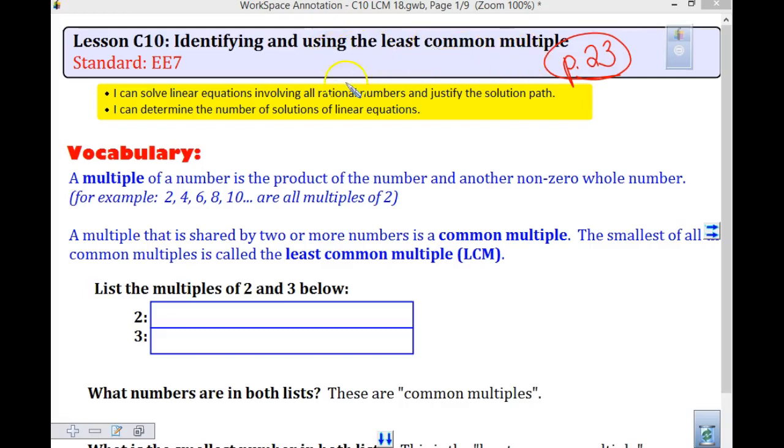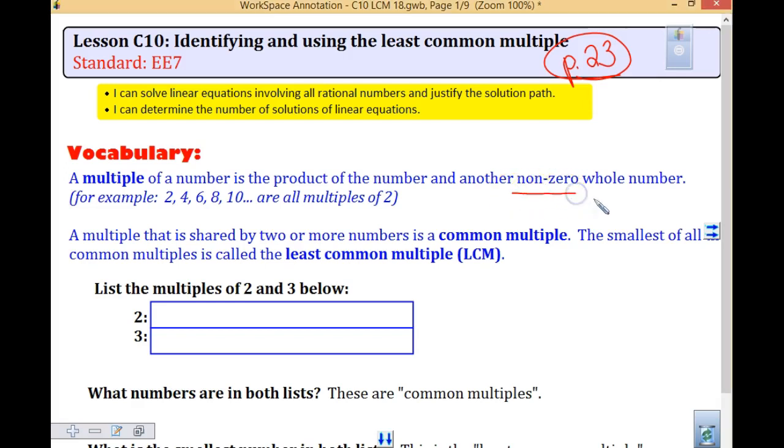Identifying and using least common multiple. You guys remember least common multiple? Multiples go bigger than the numbers, okay? So when you're thinking of a multiple, it's that number or larger. A multiple of a number is the product of that number and any non-zero whole number.